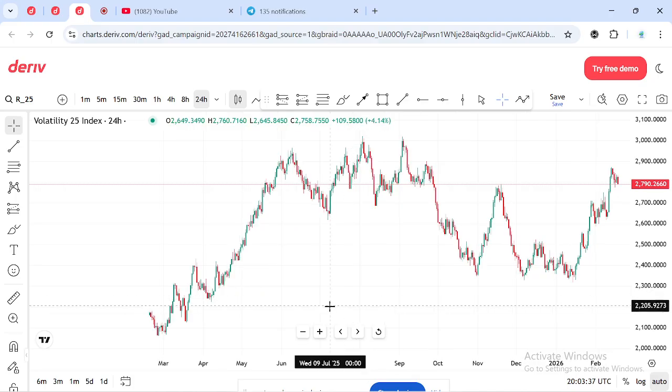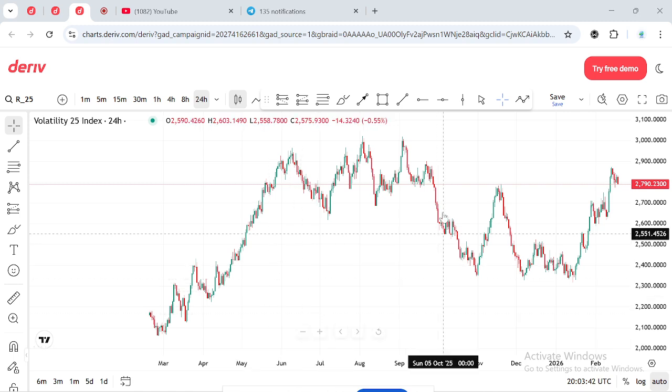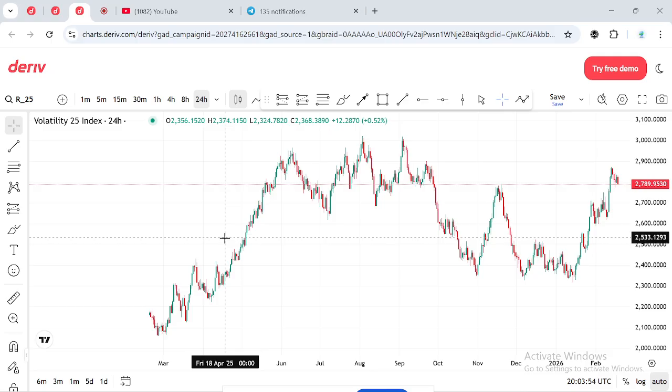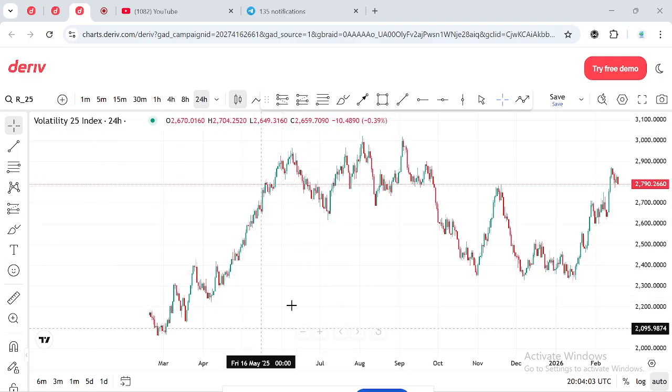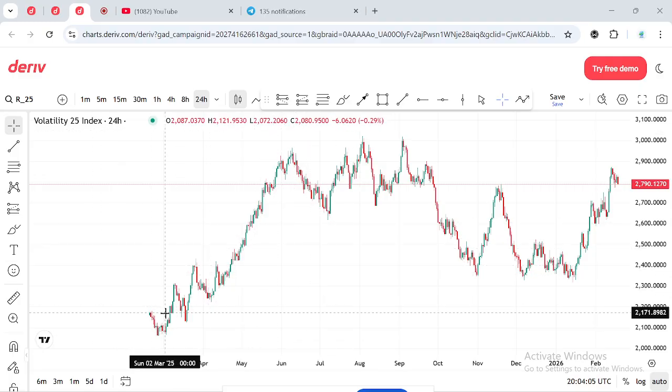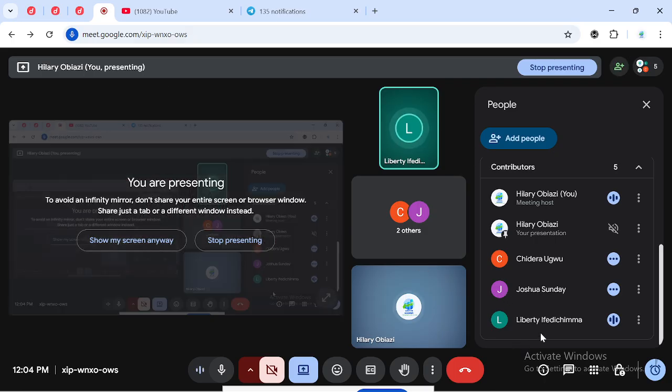Now, for volatility 25, is it inside the Derive? No, this is a Derive Go brokerage account, but we are currently using the TradingView implementation to analyze Derive Go's charts. Now, what we have here is basically the interface of the volatility 25 index.